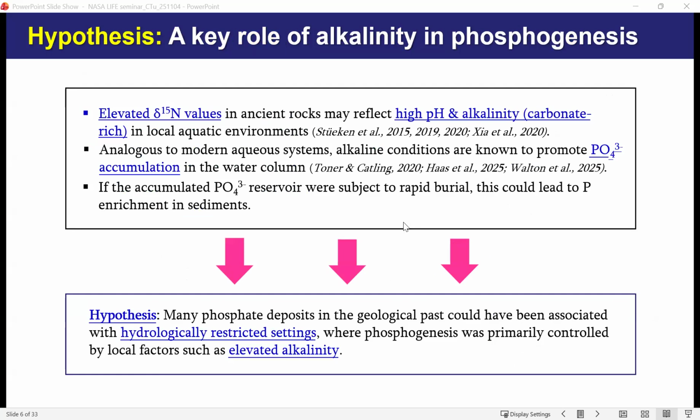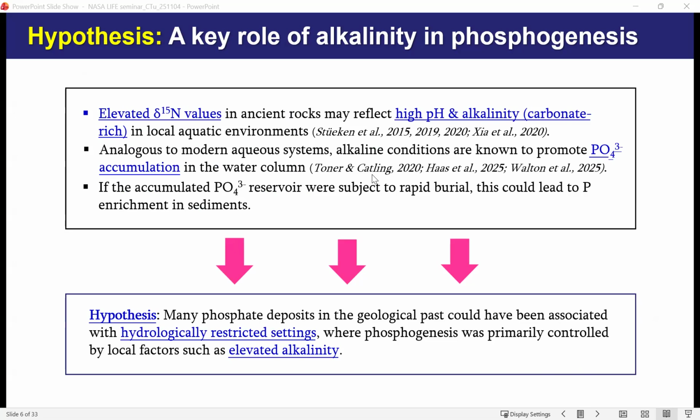Recently, growing studies indicate that elevated δ15N values in ancient rocks may reflect high pH and alkalinity, so-called carbonate-rich conditions, in local aquatic environments. In analogs to modern aqueous systems, alkaline conditions are known to promote phosphate accumulation in the water column. If the accumulated phosphate reservoir was subject to rapid burial, this could lead to phosphorus enrichment in sediments.